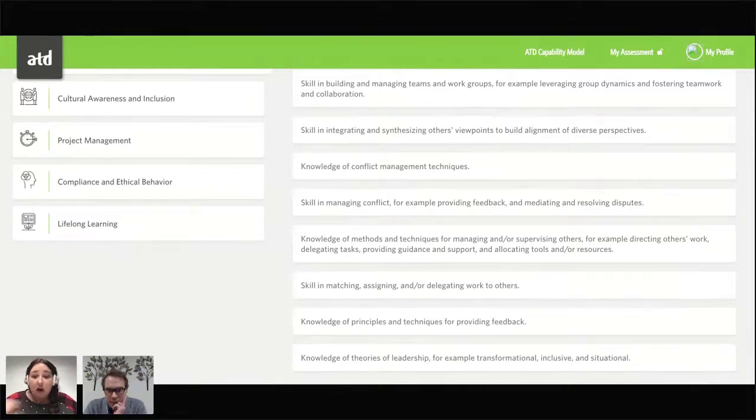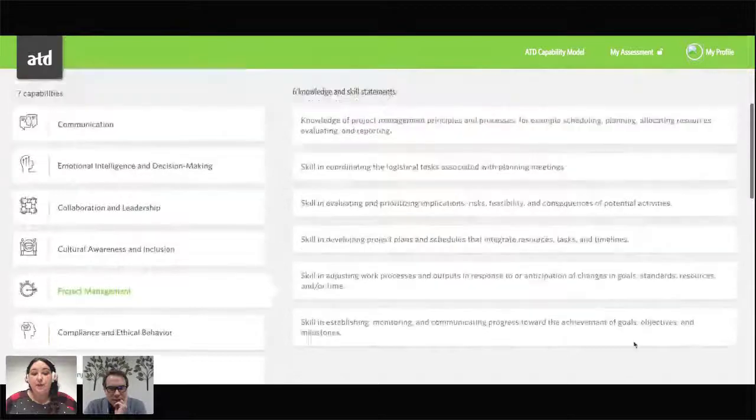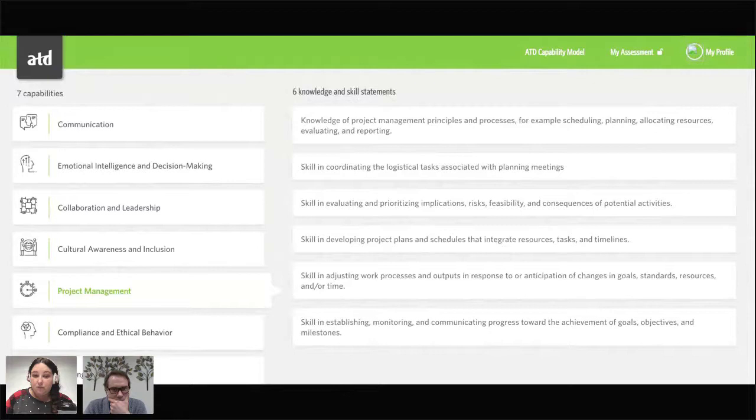Oh, go ahead. I was going to say, Coppin said that project management seems important. Yeah, let's just take a peek in there real quick. There's 6 in project management. See, I don't have a problem with the project management ones. Those make more sense to me. Those are concrete. Risk, feasibility, consequence, integrated resource, tasks, and timelines.